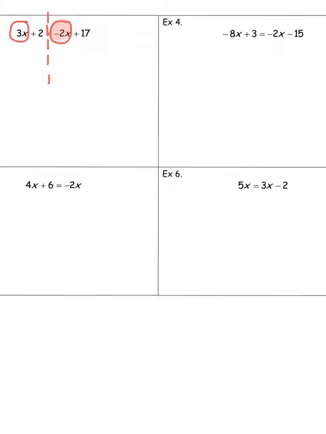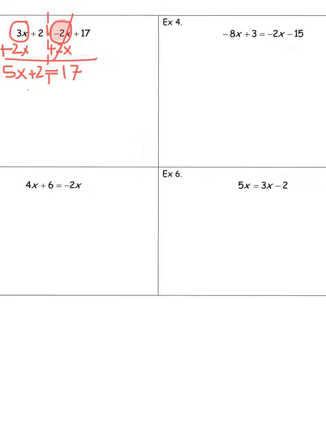Now, to get rid of a negative 2x, this might be a little bit confusing. It's a negative 2x. So to cancel it out, I need a positive 2x. Those are opposites, and a positive 2x on the left. And now what I'm left with is 3x plus 2x, which is 5x. I have a plus 2, bring down my equal sign, and I have a positive 17.